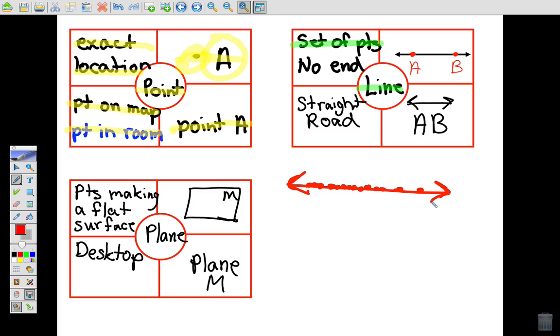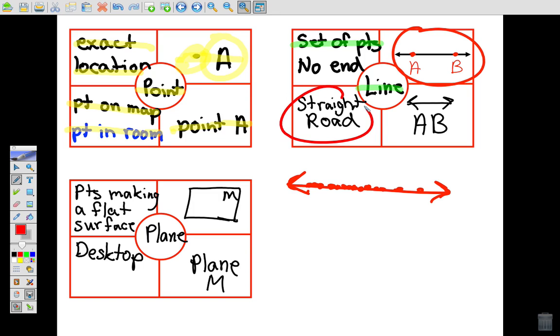Some things do not end. That's sometimes hard for us to understand because we're used to things starting and ending. For example, the universe is something that doesn't end. It keeps on going and going. Now, a picture of a line might be this. Notice I have 2 points on the line, the dots. I have the arrows at the end, and this would show a line.